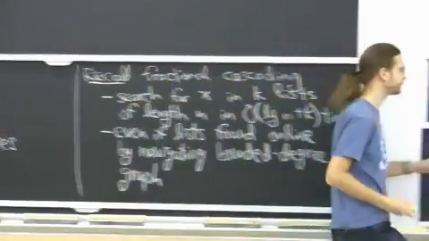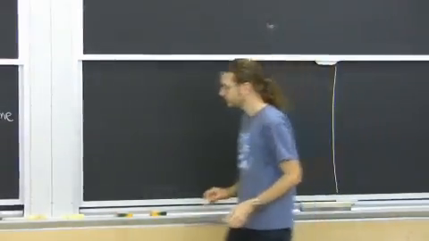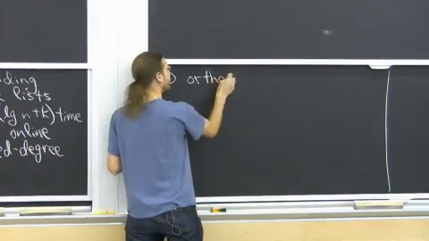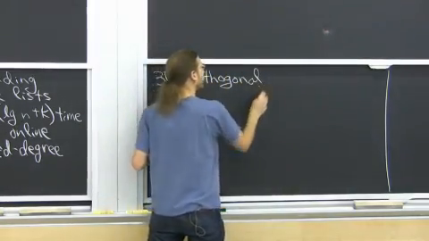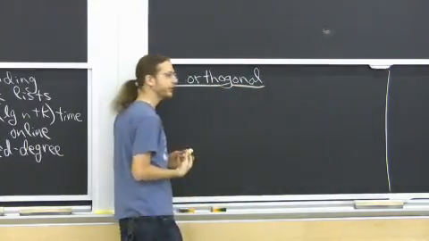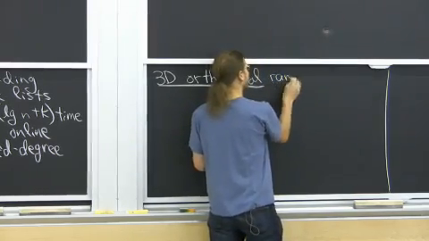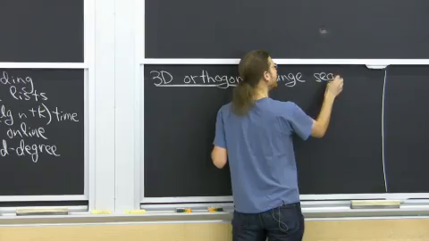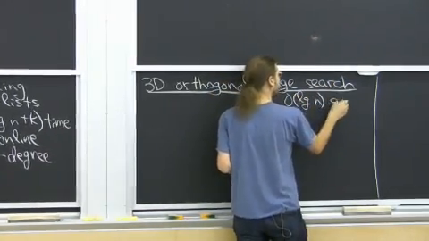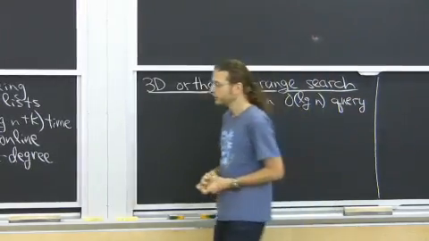So let's do orthogonal range searching. Last time we saw how to do two-dimensional orthogonal range searching in log n per query. That was using fractional cascading, or really half of fractional cascading, which was just a cross-linking idea. This time we're going to do 3D orthogonal range searching in log n time. Our space is going to go up by a couple log factors. But this is pretty cool.